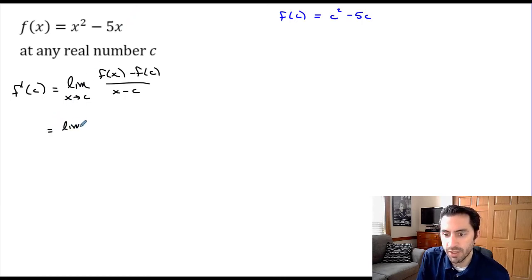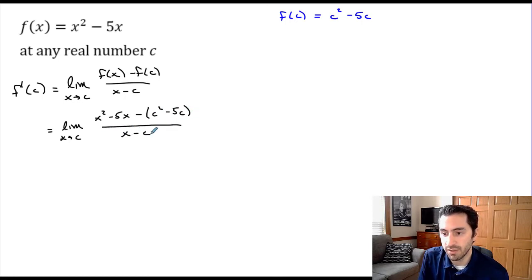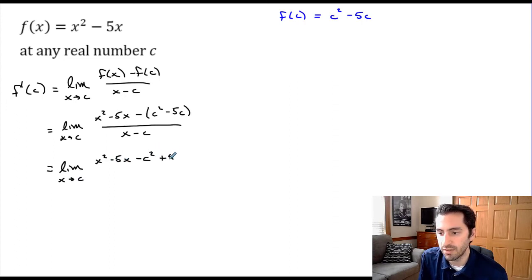So we still have our limit, the limit as x approaches c. f of x is our original function, so we have x squared minus 5x. And then we're going to subtract f of c, which is c squared minus 5 times c. And then this will be divided by x minus c. Let's start by simplifying and distributing the negative. Our limit has to come down every step. And distributing the negative, we end up with x squared minus 5x minus c squared plus 5 times c.